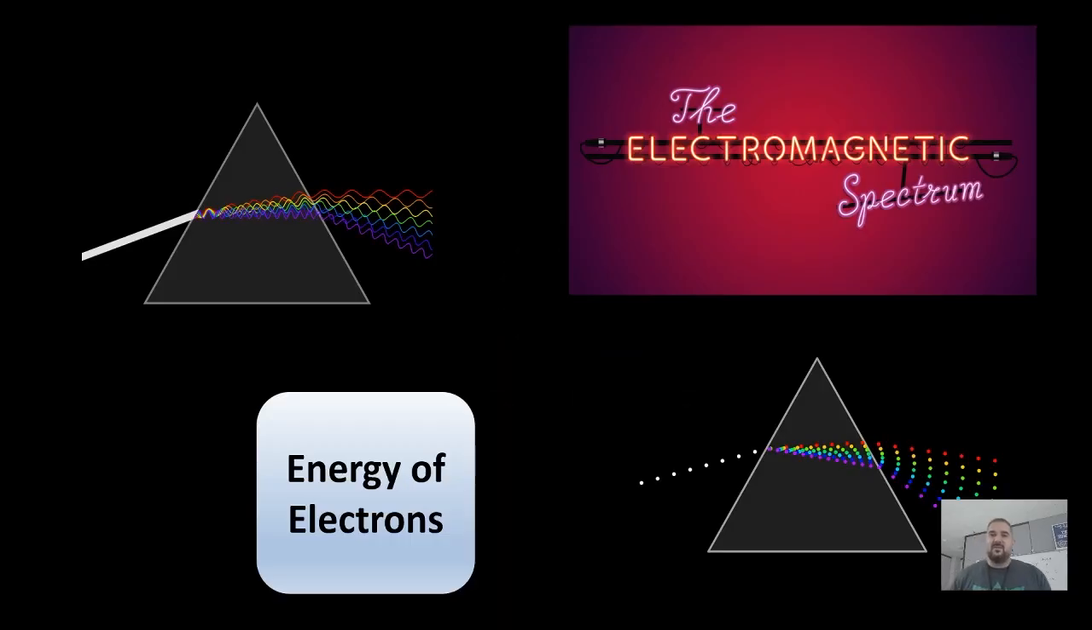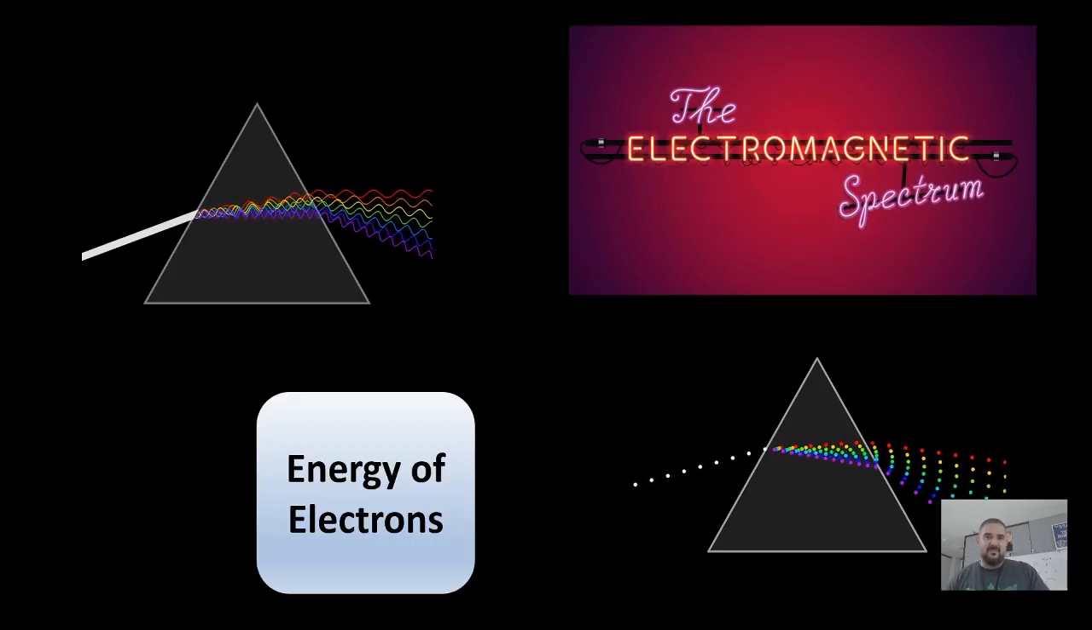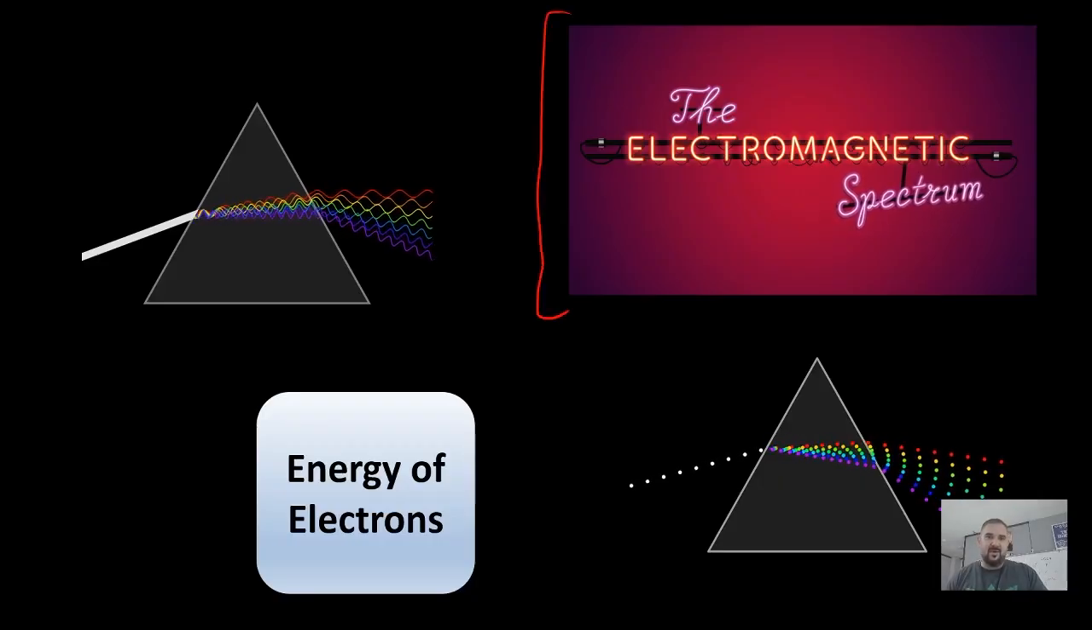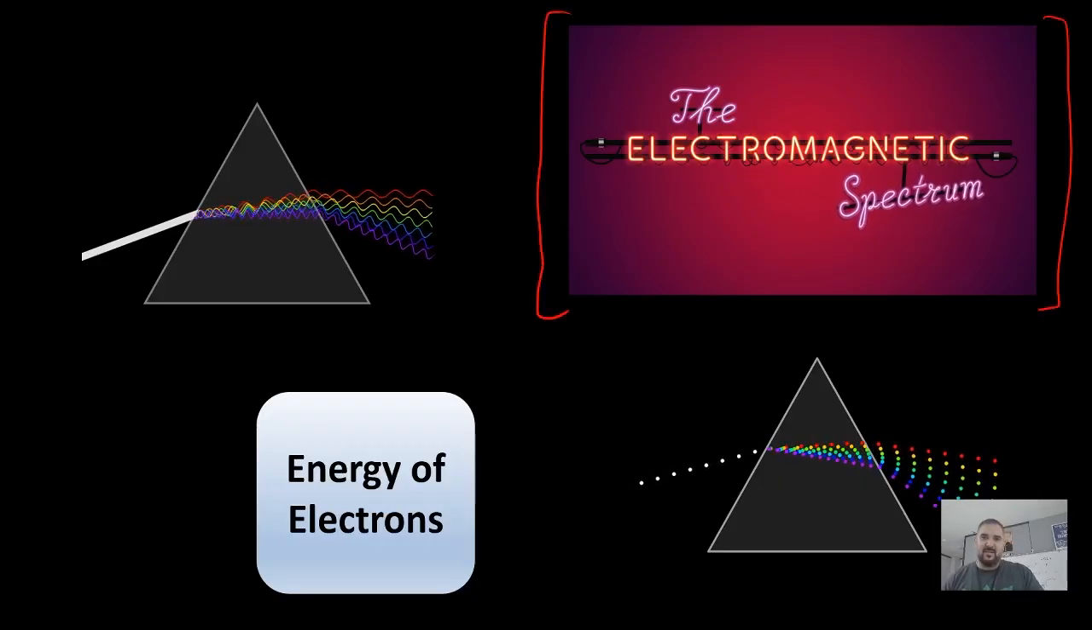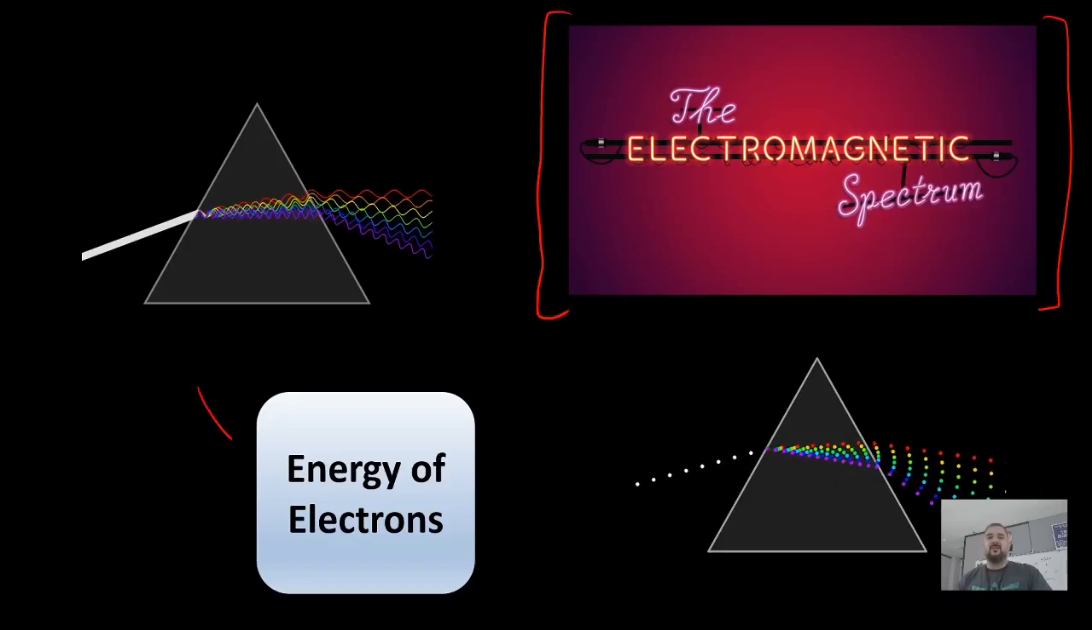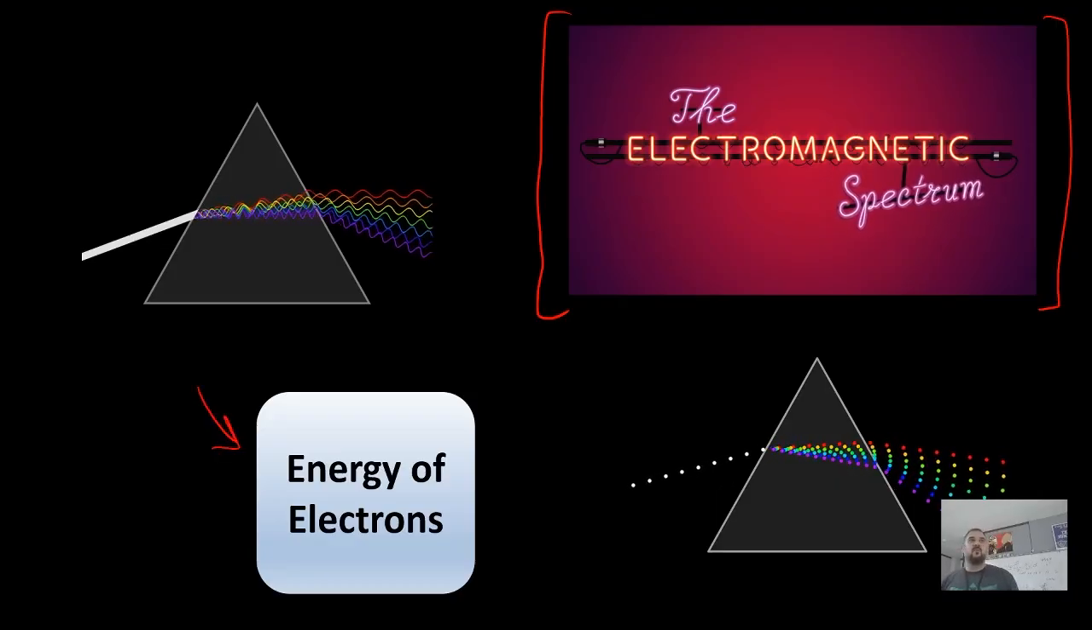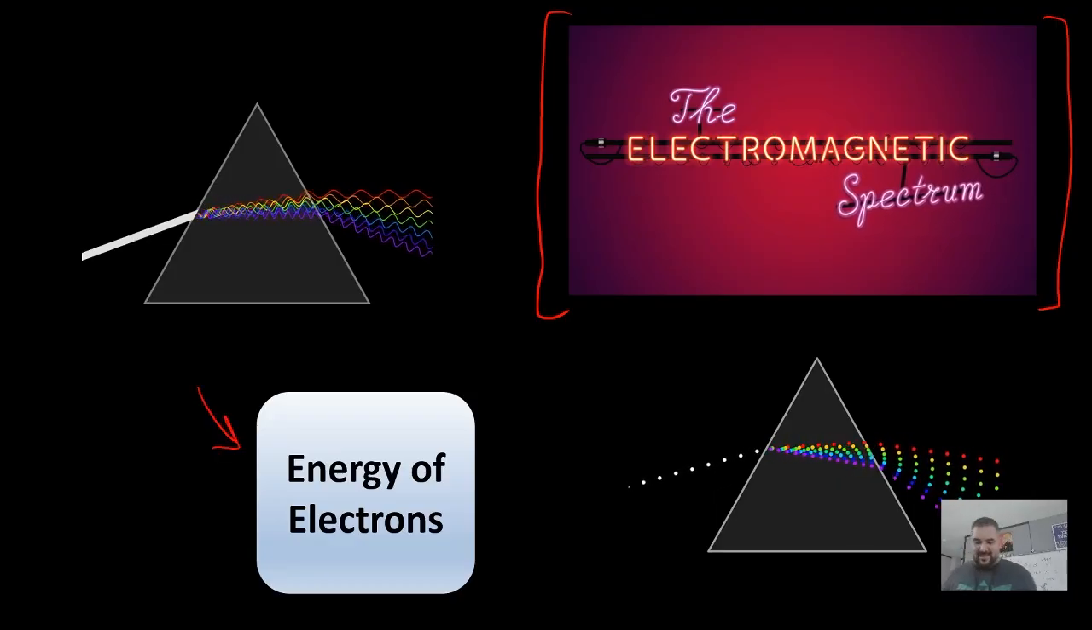All right, so today we're going to be talking about the electromagnetic spectrum, also referred to as the EM spectrum. So top of your page, let's go ahead and write that down, the electromagnetic spectrum. Last time y'all were in here, we talked about the energy of electrons. We're going to talk about that just a little bit at the end of the class.